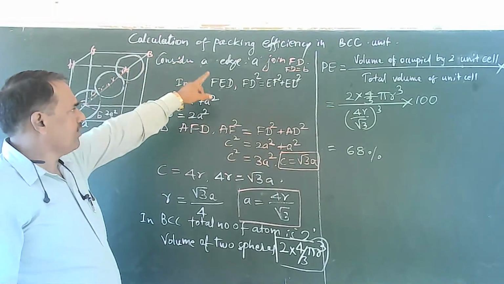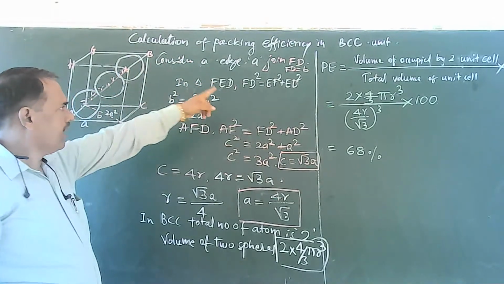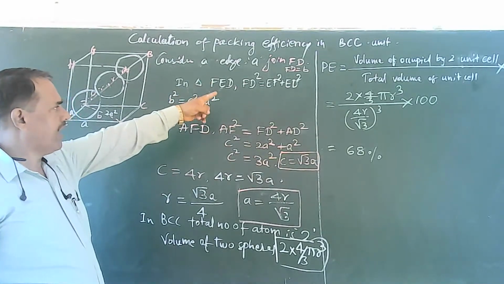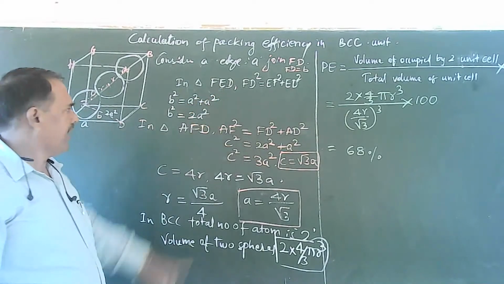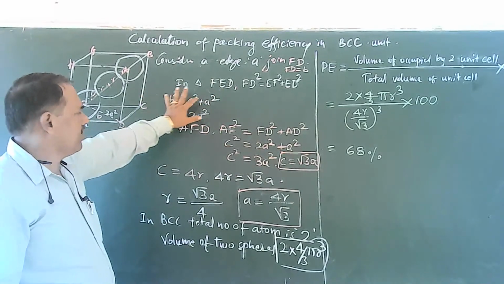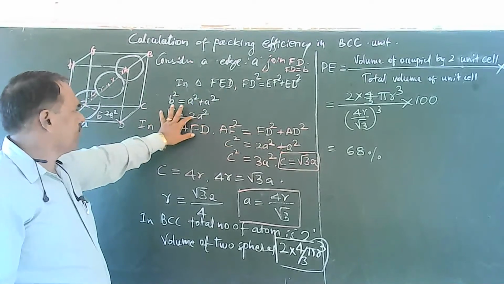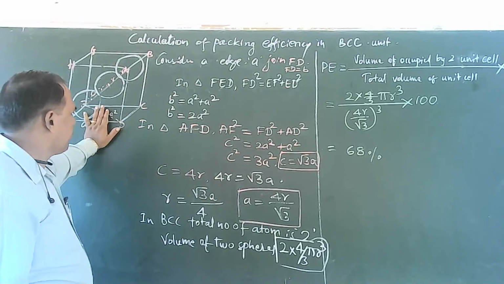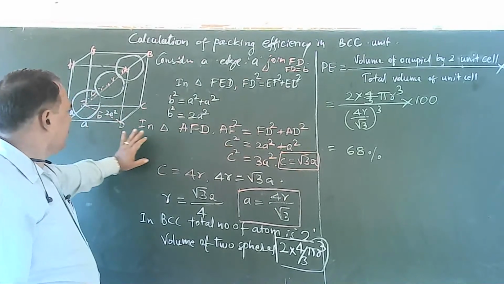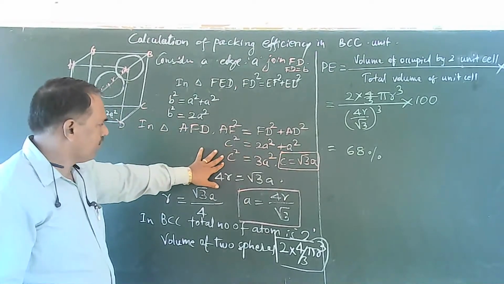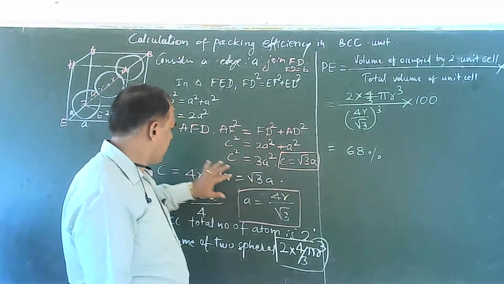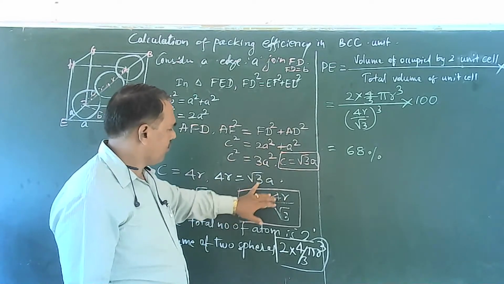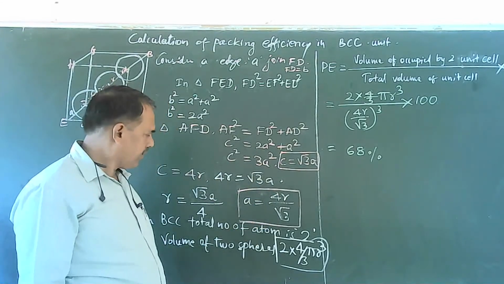Then consider an edge length A, and you have to join FD, where FD is equal to B. In the triangle, FD square is equal to EF square plus ED square. Then B square is equal to A square plus A square, B square is equal to 2A square. That is nothing but the value of B. And then see, you have C is equal to root 3 A, then 4R is equal to root 3 A, and A is equal to 4R by root 3.